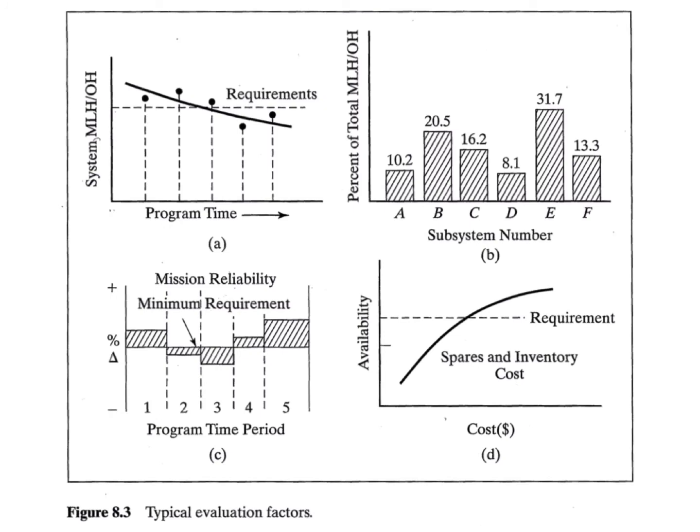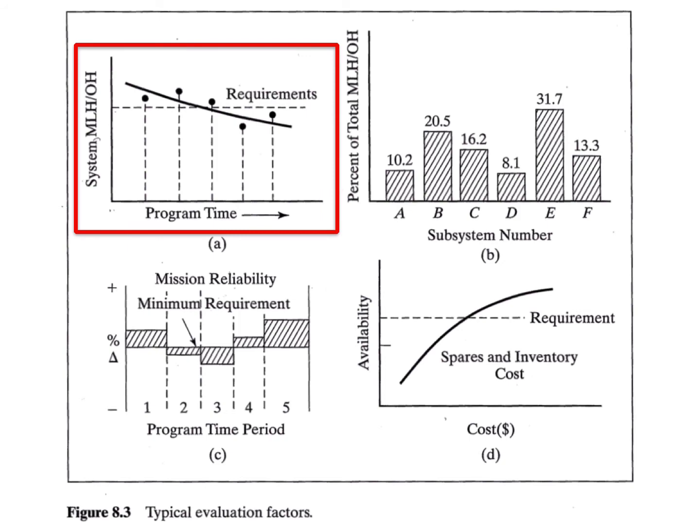Figure 8.3, that is figure 3 of chapter 7 in the Pearson New International Edition, shows typical measures used to evaluate system performance. The first shows the maintenance labor hours per system operating hour. One expects that to reduce as the program gets more experience and improves the equipment in the field through modifications.